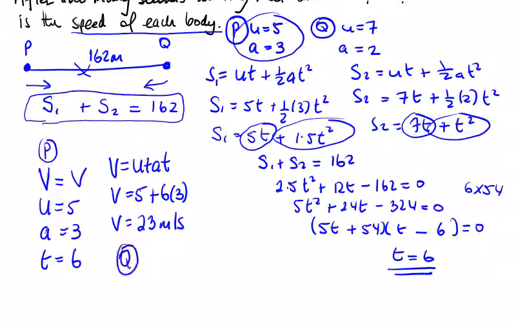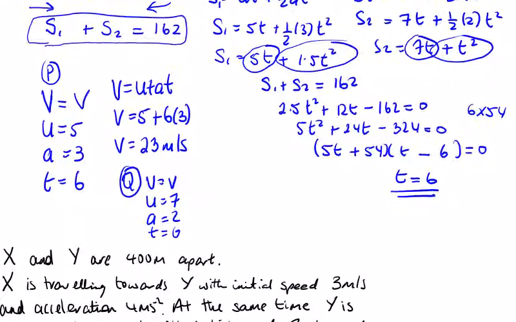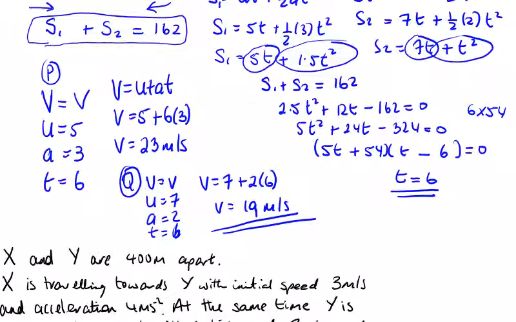That's for P. For Q, we have 7 and 2. V is equal to V. U is equal to 7. A is equal to 2. And again, T is equal to 6. So V is equal to 7 plus 2 times 6. 12 and 7. V is equal to 19 meters per second for Q. That's the end of that one.